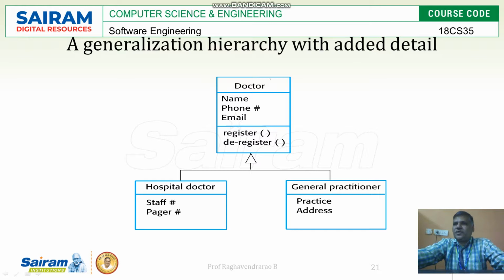How is doctor going to get added in this, considering the previous one? For doctor, there is one class. Name of the doctor, phone number, and email of this doctor.